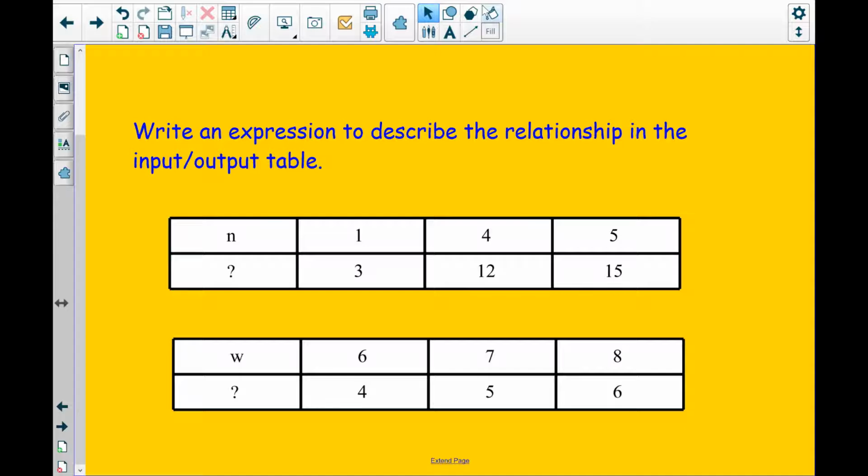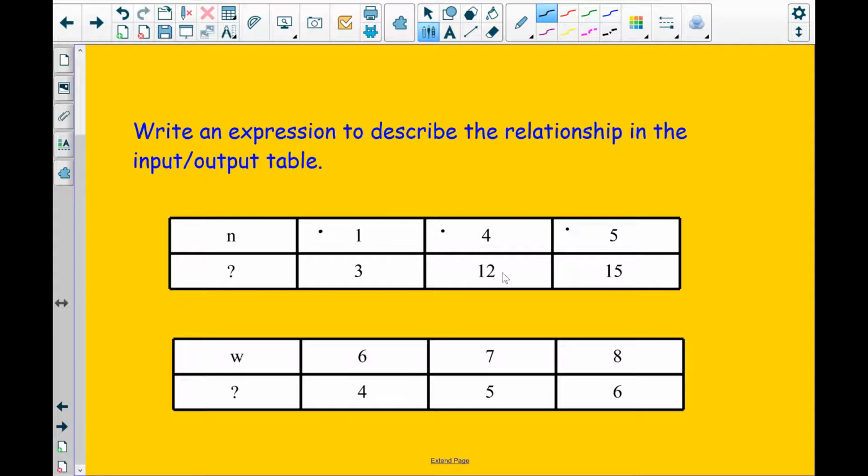Let's write an expression to describe the relationship in these input-output tables. In the first input-output table, we have n as our input and a question mark for our output. Rather than put a question mark, we can figure out what number goes there. If I have n and I want to know what I did to get to this number, all I'm going to do is follow the pattern in each pair of input and output. So here the input was 1 and the output was 3. Here the input was 4 and the output was 12. Here the input was 5 and the output was 15.